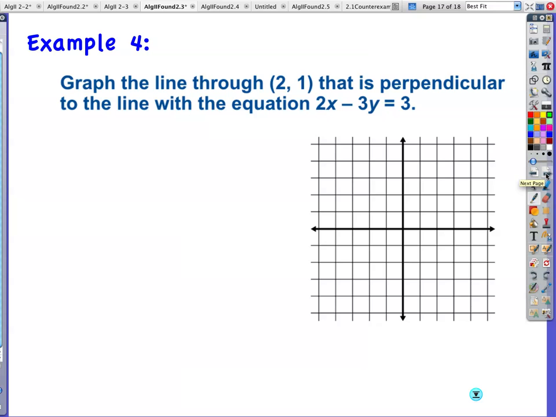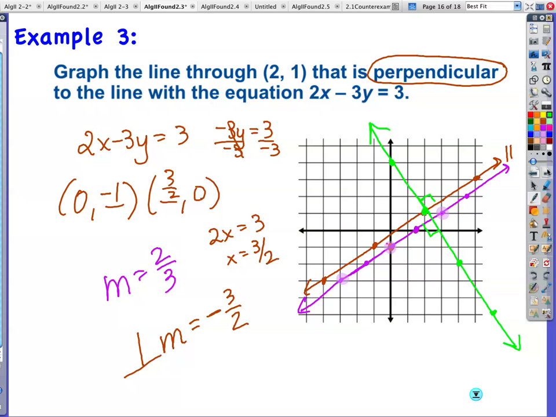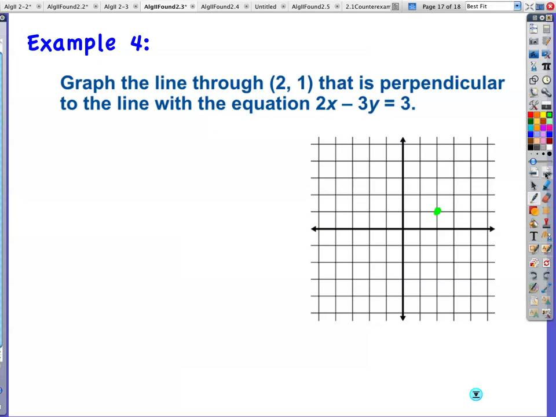Okay, example 4, let's see. Perpendicular. I think I'm going to get you started. I might not finish the whole thing here, but let's see if I can get it right this time. We have the point 2, 1. That seems kind of familiar, doesn't it? Let me just double check. 2x minus 3y equals 3. Do I have the exact same problem? That is no fun. Wow, I feel like I really botched this one.